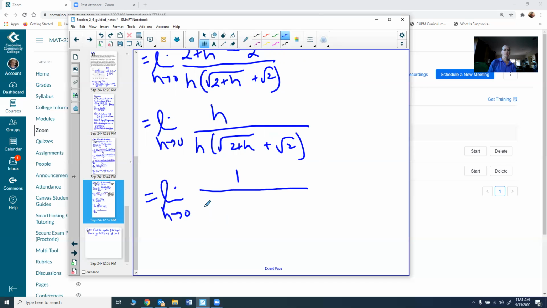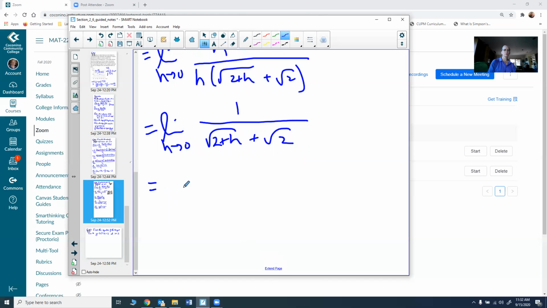Got 1 left in the top, square root of 2 plus h plus the square root of 2 in the bottom. Now you can take the limit. So this is actually the only calculus. The rest of this was all algebra. This is why I say algebra is the hard part. Calculus is easy because now the calculus is just letting h go to 0, which using the direct substitution property means you can just put 0 in for h. So you get 1 over the square root of 2 plus the square root of 2, or 1 over 2 square root of 2. And there's your derivative.